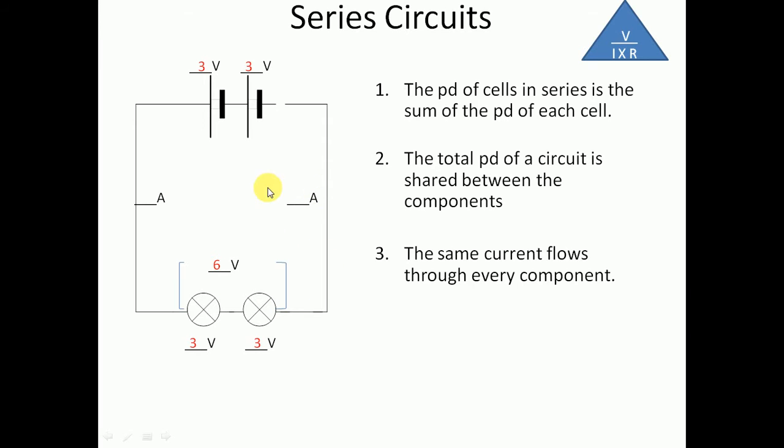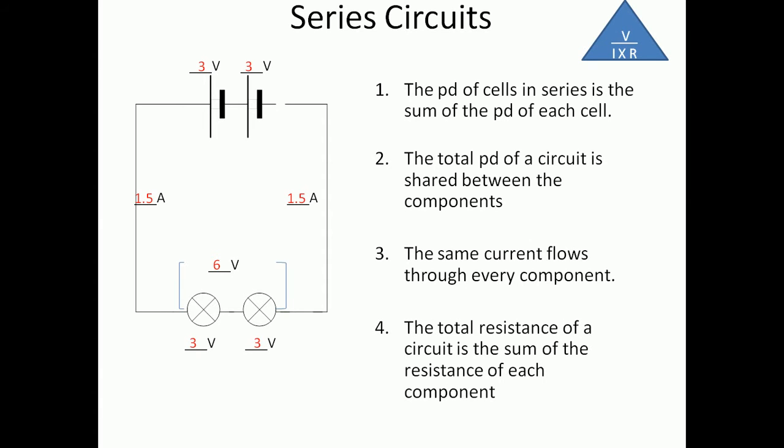current there. Okay, and our last point is that the total resistance of the circuit is the sum of the resistance of each component. In other words, it means that if we add up the resistance of each of these components, we will calculate the resistance of the entire circuit.